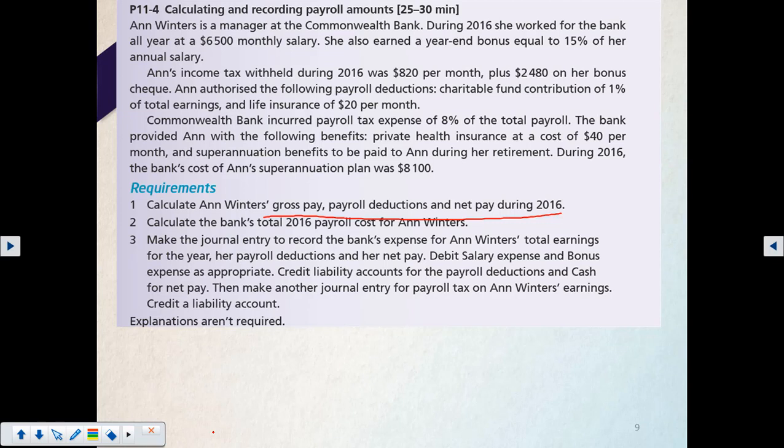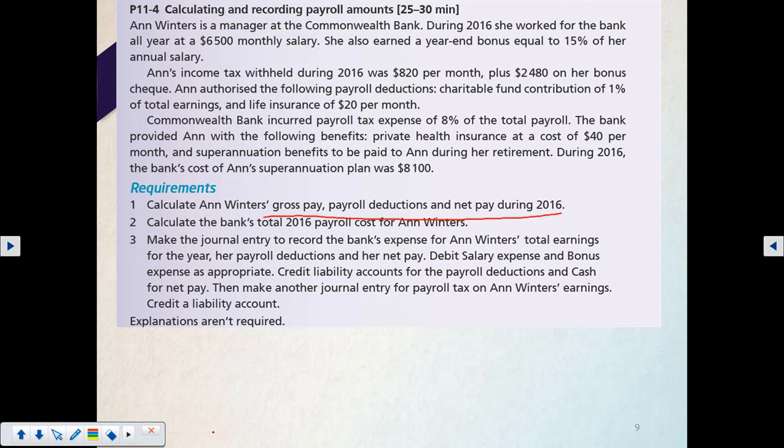You got it? The bonus came once in a year, so the deduction from the bonus is also one time. 2,480 is not monthly. So total 87,220. Income tax 820 times 12 is 9,840. Then you have life insurance, 12 times 20, 240, and charitable foundation 897. This is a mistake, I think.